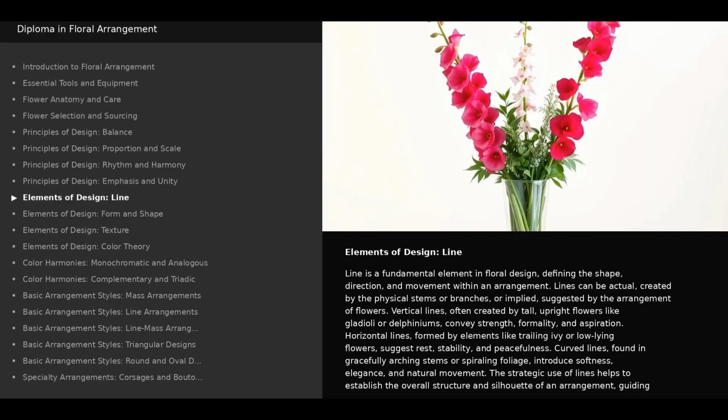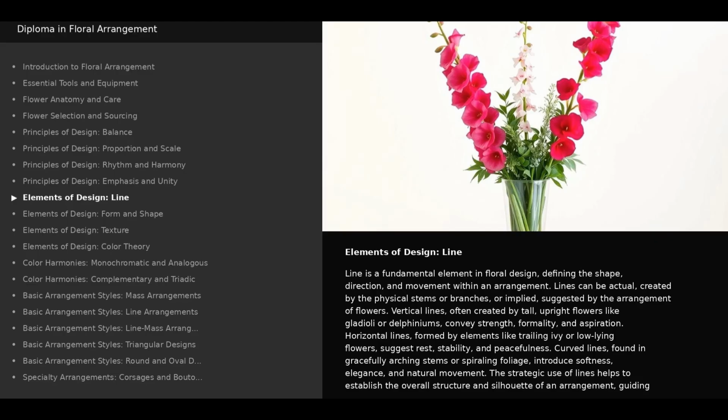Elements of design. Line. Line is a fundamental element in floral design, defining the shape, direction, and movement within an arrangement. Lines can be actual, created by the physical stems or branches, or implied, suggested by the arrangement of flowers. Vertical lines, often created by tall, upright flowers like gladioli or delphiniums, convey strength, formality, and aspiration. Horizontal lines, formed by elements like trailing ivy or low-lying flowers, suggest rest, stability, and peacefulness. Curved lines, found in gracefully arching stems or spiraling foliage, introduce softness, elegance, and natural movement.